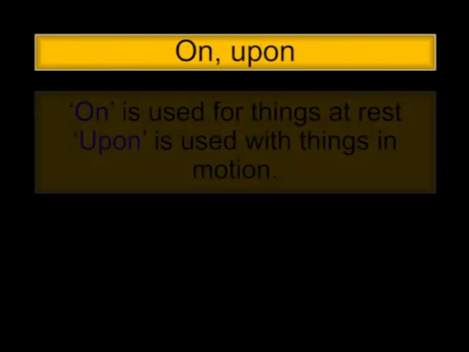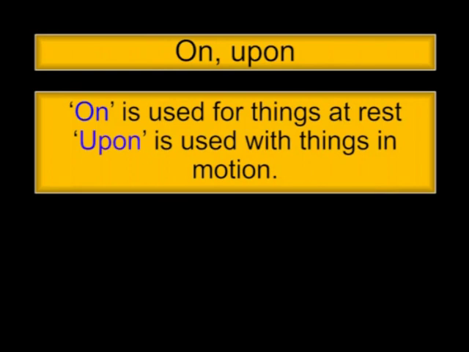On and upon. On is used for things at rest. Upon is used with things in motion.